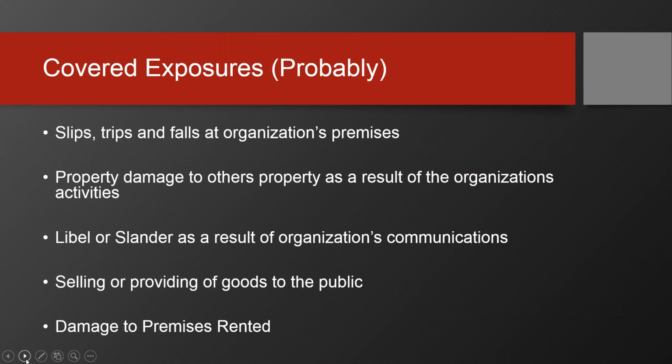Some GL forms, probably most, will give you coverage for the following things: slip and fall, property damage to others' property, libel and slander. Now the key here is being libel and slander as a result of the organization's communications, not necessarily while providing professional services, and we can talk about that a little bit as we move on. The actual sales of goods or damages to premises rented are very commonly covered on GL forms.